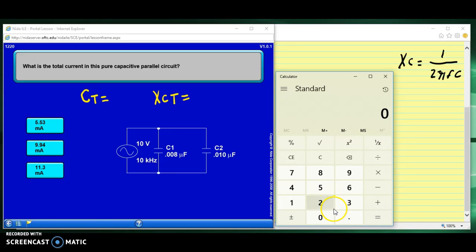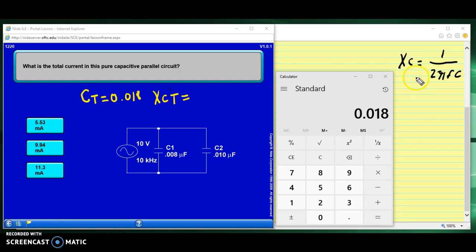base units. So 0.008 plus 0.010 equals 0.018 microfarads. So let's write that down, lest we forget it. I'm using the wrong color here, so let me go to yellow, which shows up a little better than black on the blue. 0.018.